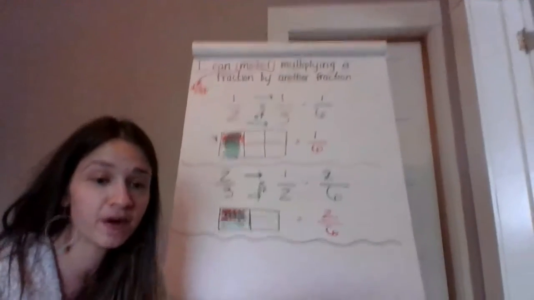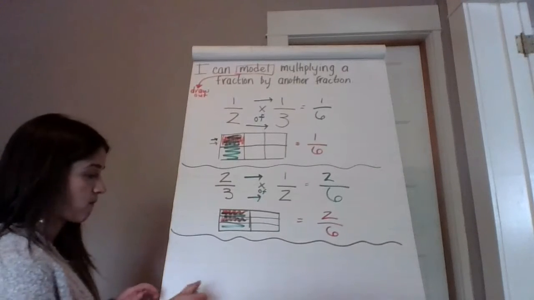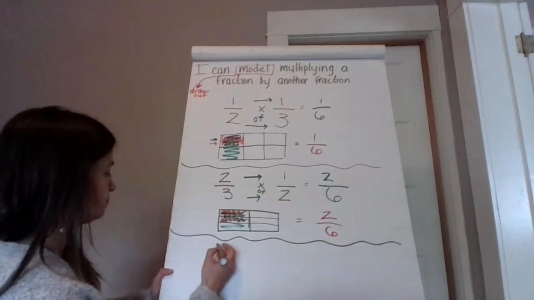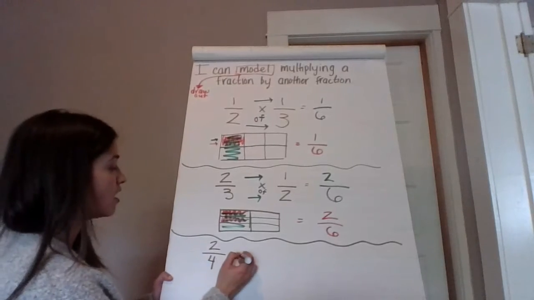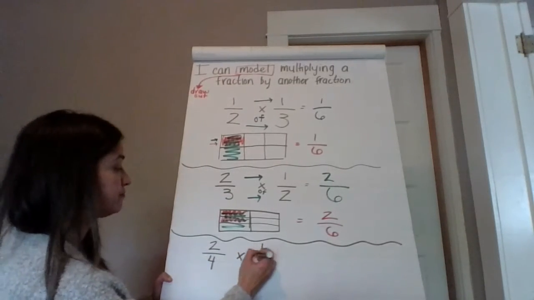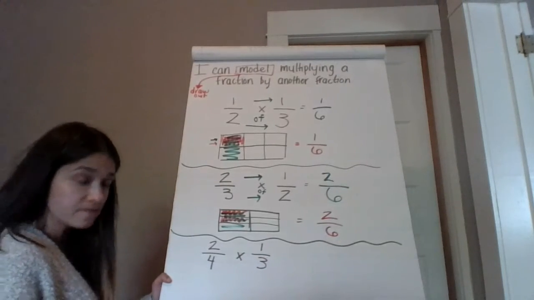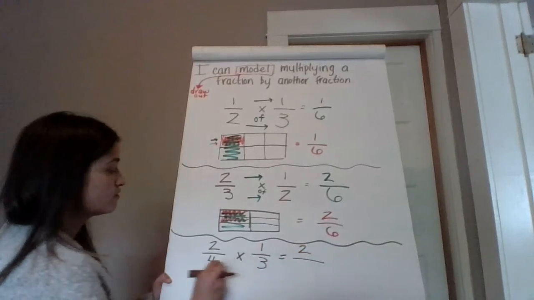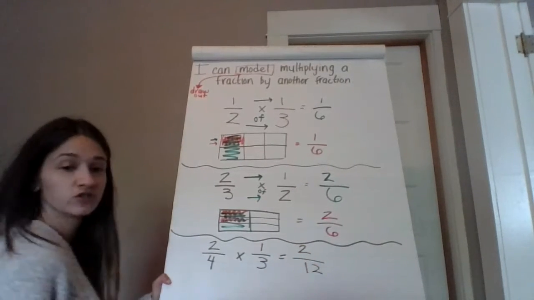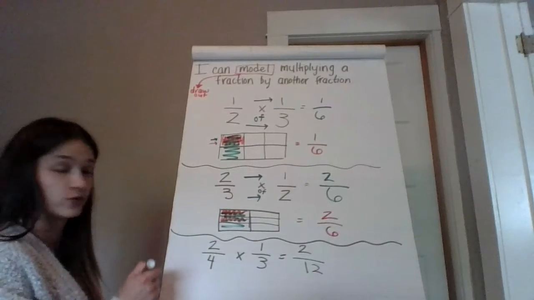So grab a piece of paper. The one you are going to try is 2/4 of 1/3. Let's find the answer together using the shortcut. 2 times 1 is 2. 4 times 3 is 12. So we're looking for an answer of 2/12. I want you to pause the video now, and I want you to try doing your model.